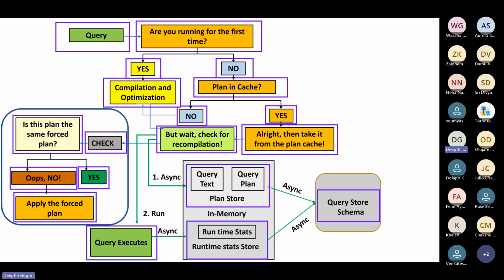If there is another plan which is not performing well, it will always make sure the last good plan is turned on. But if it finds a better plan than before, then it will unforce and force that new plan. That is the advantage you have in Azure SQL DB, as well as in the enterprise edition of SQL Server, the latest enterprise edition of SQL Server 2019 and above. You have that option as well.